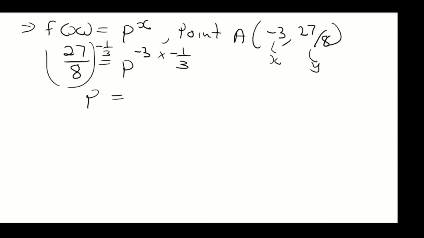So p should be equal to (27/8)^(-1/3), and if you use a calculator, you will find the value to be 2/3. So our p value is definitely 2/3.